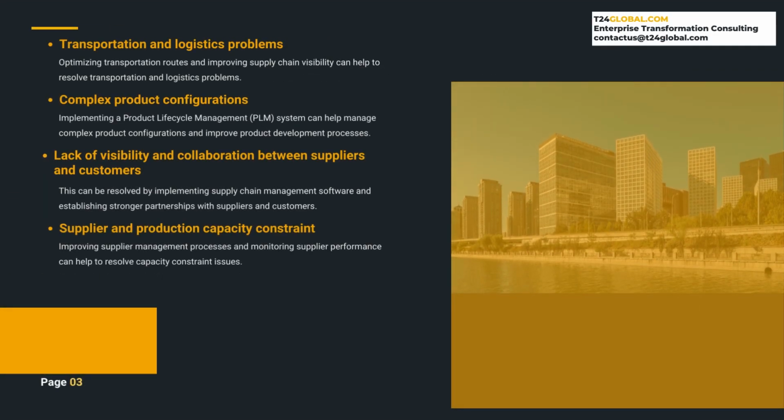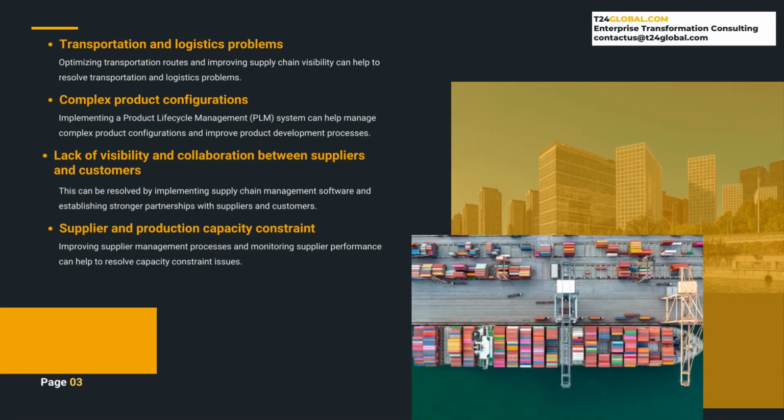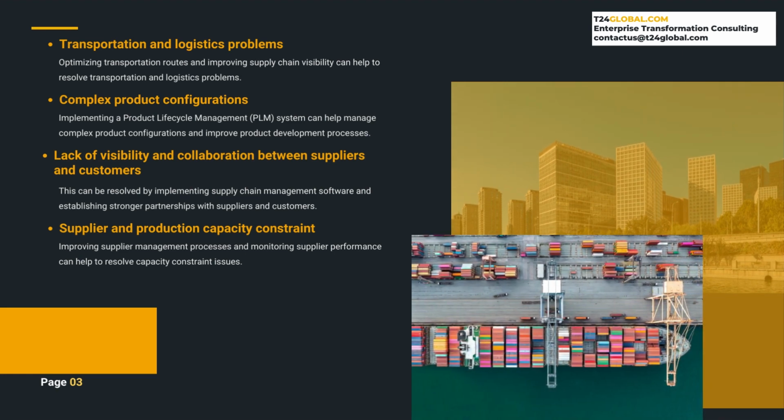5. Transportation and logistics problems. Optimizing transportation routes and improving supply chain visibility can help to resolve transportation and logistics problems. Business operations activities involved in transportation and logistics include route planning, carrier selection, and shipment tracking.